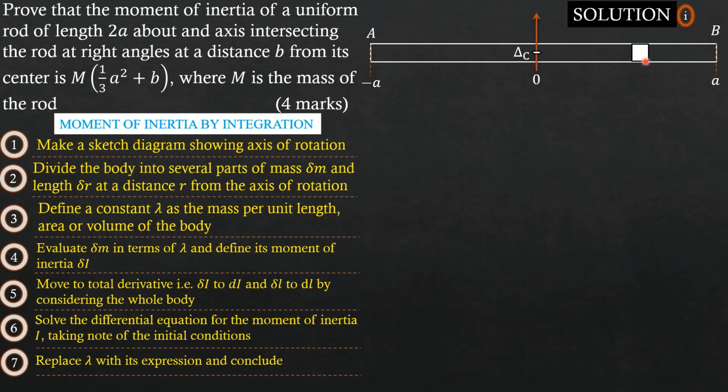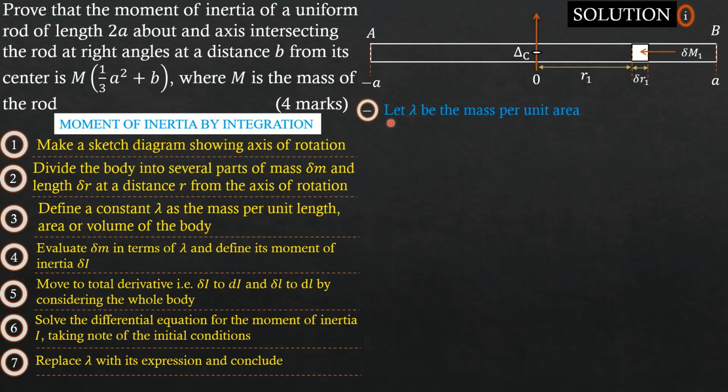Okay, now let's start dividing the rod into small increments. So I'm just going to take one increment to make it simpler. If I take one increment, the mass of that increment is delta m1. Remember, the mass of the rod is capital M. So the mass of this increment is delta m1, and the length of the increment is delta r1, and the increment is at a distance of r1 from the center of rotation. Sorry, from the axis of rotation.